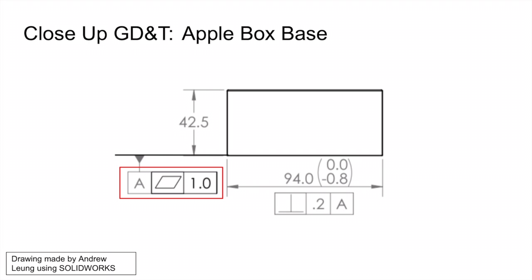There are two features here. The first is datum feature A, which is used to control the orientation. The second is the flatness feature, which controls form, which is a slanted rectangular symbol, to a tolerance of 1 millimeter. Datum A was needed to use the perpendicularity feature for the sidewalls. The flatness feature was needed to control the mating issues that occur if the bottom face were too slanted.